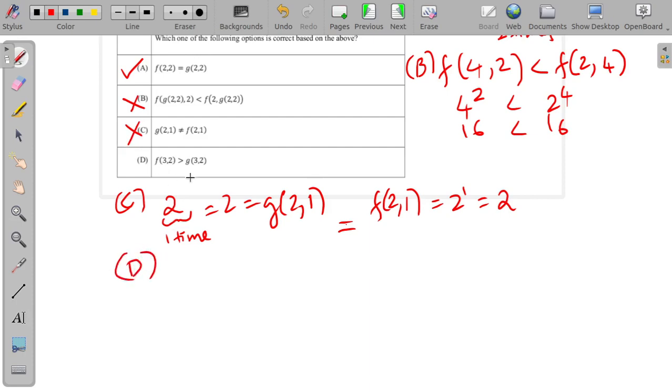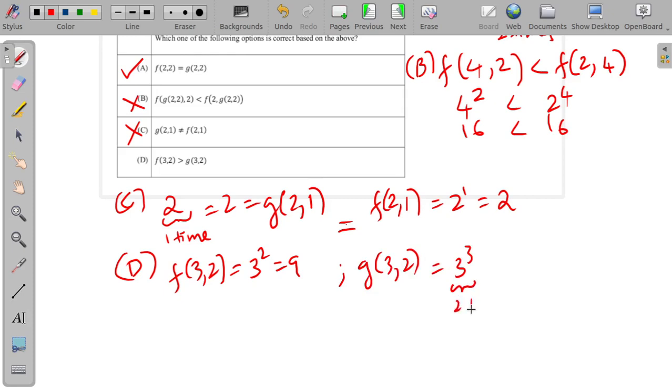Option D. F of 3 comma 2. This is 3 raised to 2, which is 9. Then g of 3 comma 2. This is 3 raised to 3 raised to 3 raised to 3, so on, 2 times, which is 27. So clearly this is bigger, g of 3 comma 2. The option says the reverse. So this is again wrong. Only option A is correct. Next question.